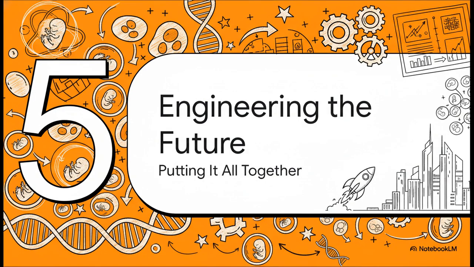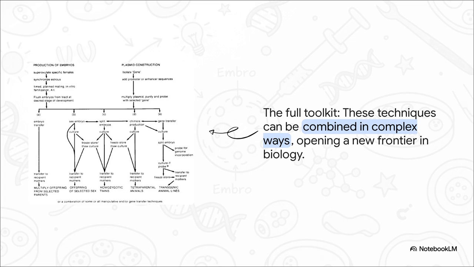So let's recap. We've got tools for making more, tools for picking traits, and tools for mixing them together. What happens when you combine that whole toolkit? Well, you start engineering the future. This diagram really shows you just how incredible this all gets. You could, for example, start with one valuable embryo, figure out its sex, then split it to make a twin, and then transfer a specific gene into just one of those twins before implanting them.